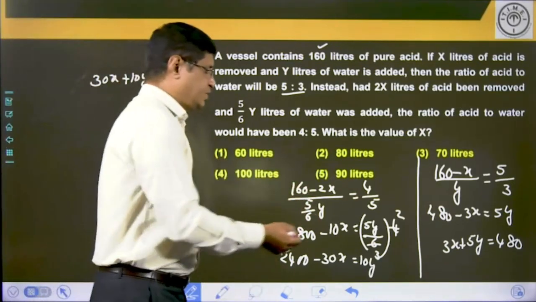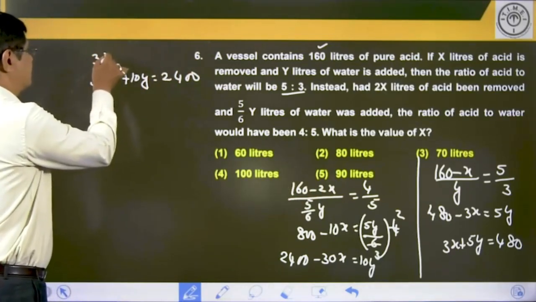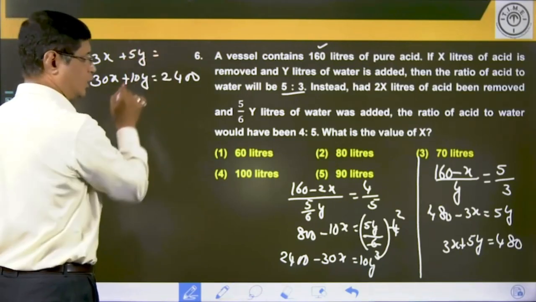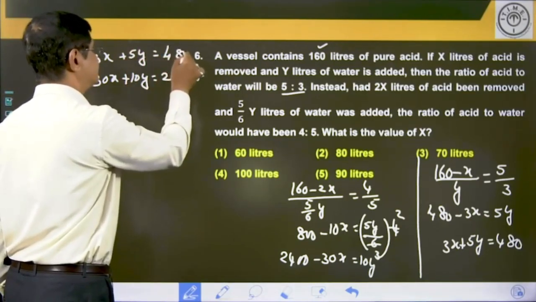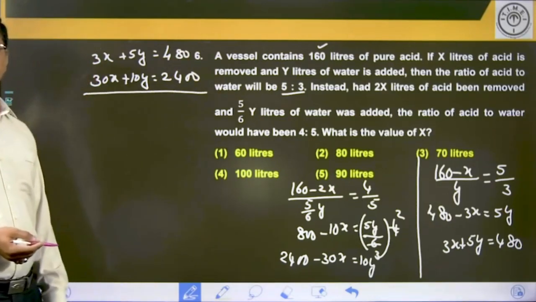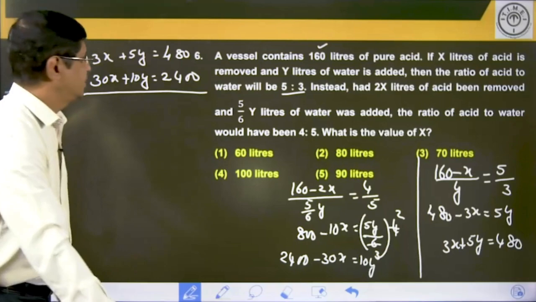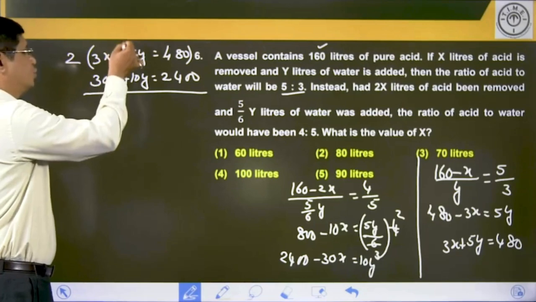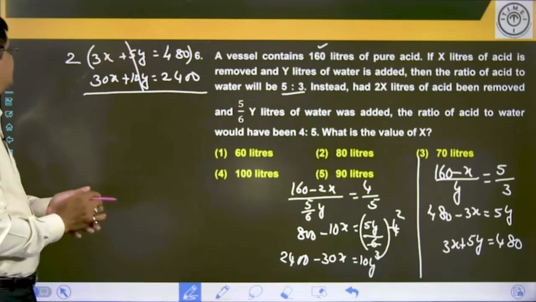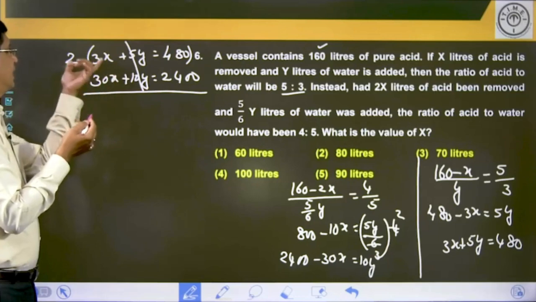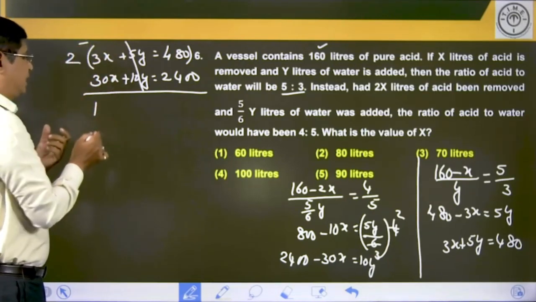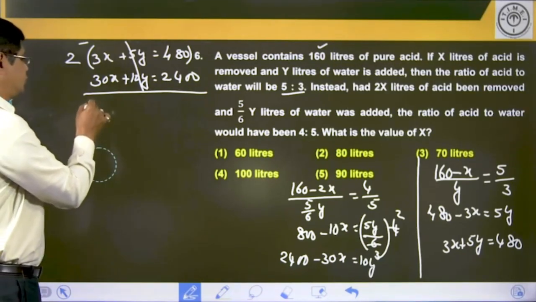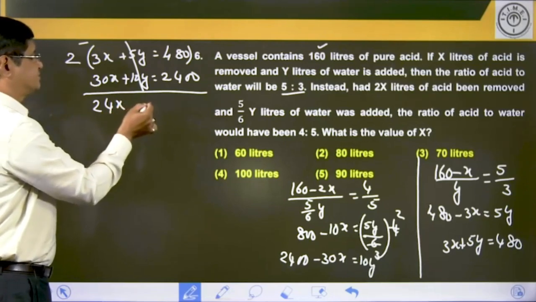What is the first equation? 3x plus 5y is equal to how much? 480. The value of x to be found means eliminate the y. How to eliminate the y means multiplying the first equation with 2. When you multiply the first equation with 2, y gets cancelled. Then what is the next here? 30x minus 6x. 30 minus 6. So what is the result? 30 minus 6 is equal to 24x.